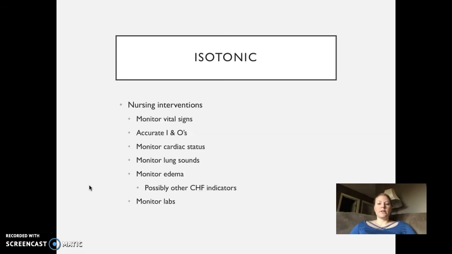So some nursing interventions I want you guys to be aware of: monitoring your vital signs, doing accurate I's and O's. Obviously, if a patient came in with fluid volume deficit, they're low, so we want to make sure we increase their intake. We also want to monitor their cardiac status and their lung sounds. If they're getting too crackly, we're probably giving them too much fluid and causing some pulmonary edema. Monitor their peripheral edema, and possibly other CHF indicators, especially if they have a history of CHF. We don't want to exacerbate that at all just by giving them extra fluids.